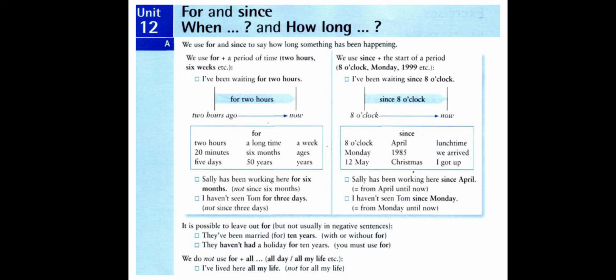For and since are used in sentences of present perfect continuous and present perfect simple to show the period covered by the action or to show the period where the effect of the action continues.